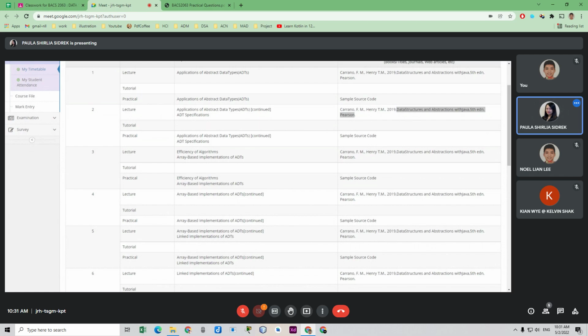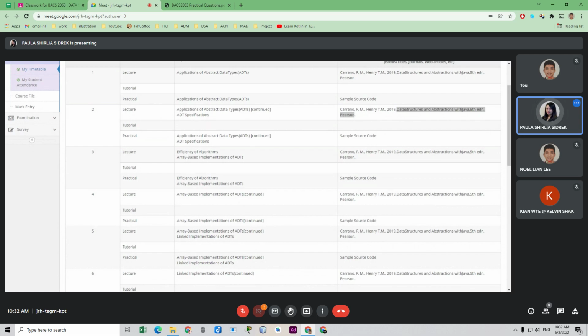So in this application, we don't do abstract data types. No, we don't do that. We do this one, efficiency of algorithm. Okay, class, so you do part C, this one, C. And then you go straight to this one, practical 3, which is efficiency of algorithm.